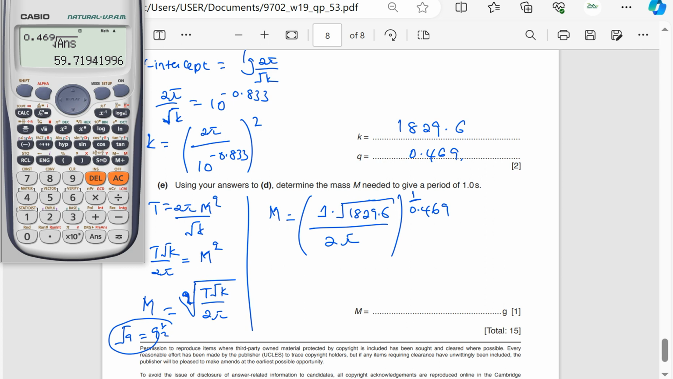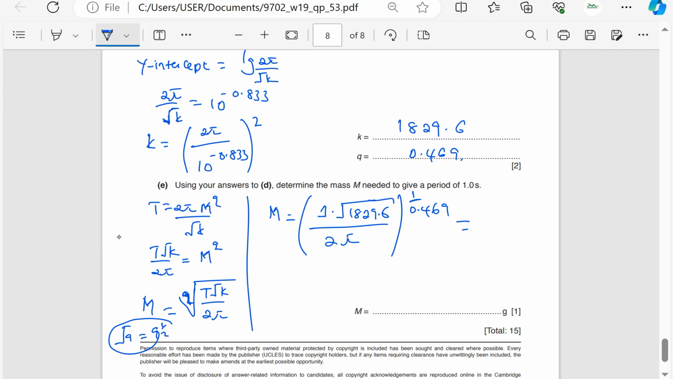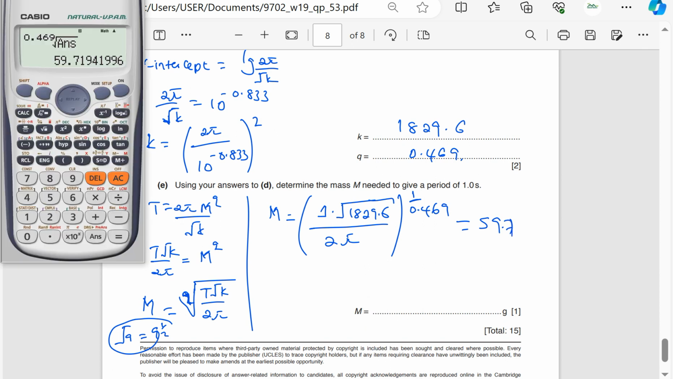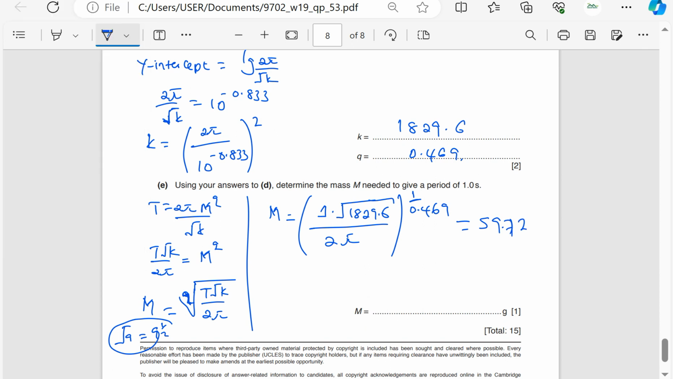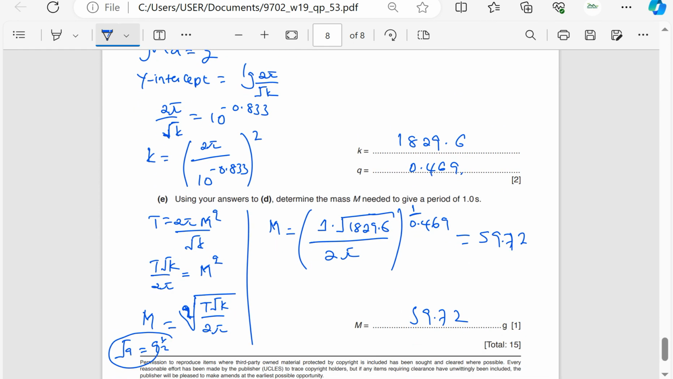So this is going to be 59.72. So this is 59.72 in grams. Okay, so I think that is going to be the final value for M without minding about the units, because in the previous part we didn't mind about the units. Here it's only the period in seconds. So I think the answer is going to be 59.72.